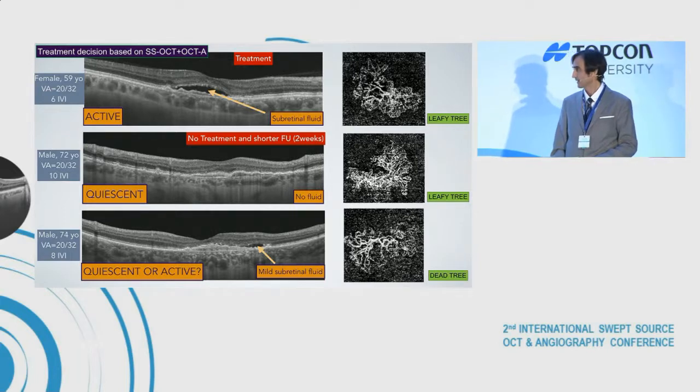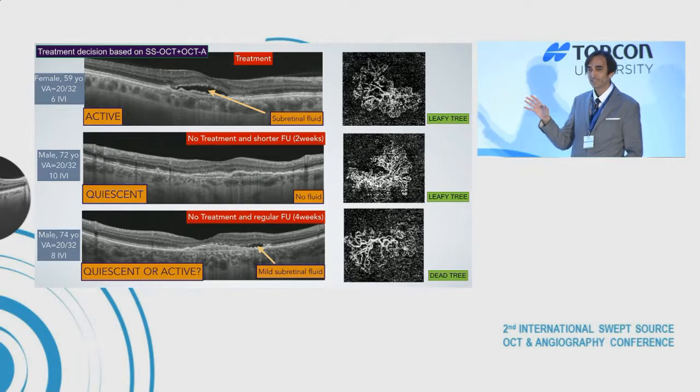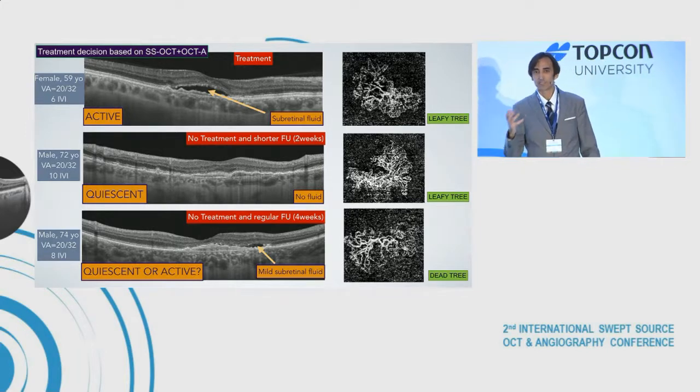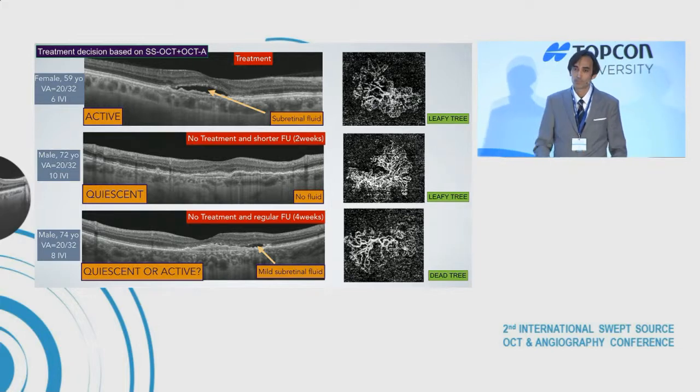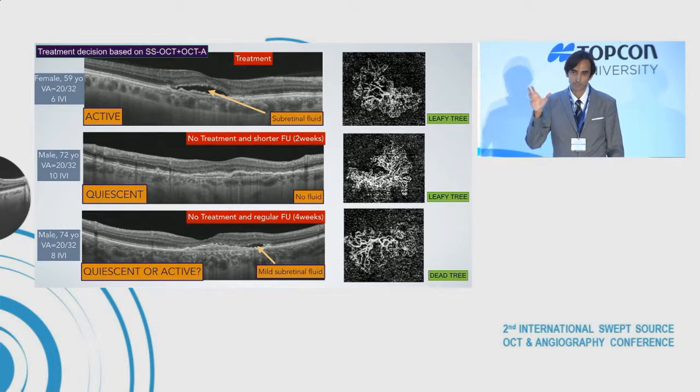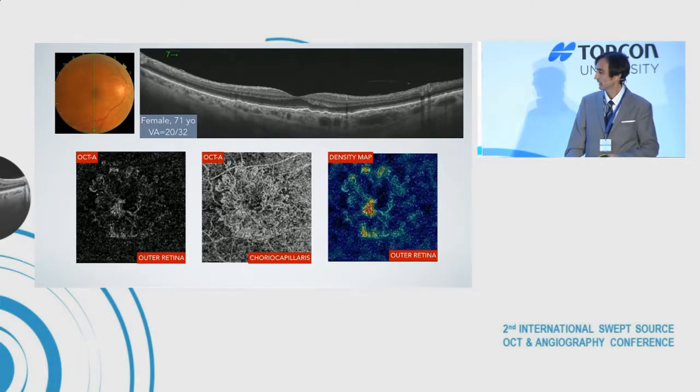And in the third case, we have this mild subretinal fluid, but it's a clear dead tree. Then perhaps it's not a very risky lesion. No treatment is advisable at this moment, and regular follow-up could be recommended. Then you can see that with the additional information provided by the OCT angiography, we can change our mind when we try to decide whether to treat or not some patients.